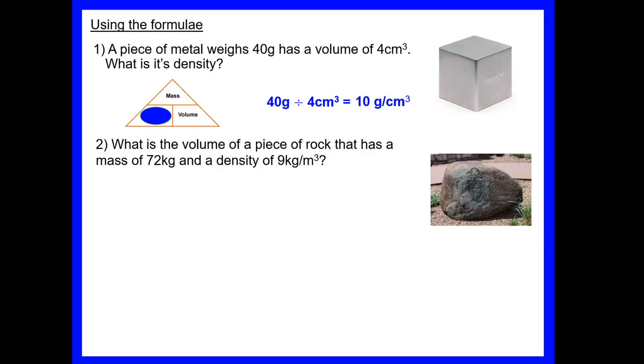Okay, so we need to make sure we get our units right for our answer there. All right, number 2 then. What's the volume of a piece of rock that has a mass of 72 kilograms and a density of 9 kilograms per metre cubed? So this time we were asked to find the volume. So again, we'll have our triangle, we'll cover up the word volume, which gives us mass divided by density. So we've got the mass of 72 divided by the density of 9 kilograms per metre cubed, and that gives us 8 metres cubed. So again, make sure we've got the right units. Whatever units we were using in here for volume, we're making sure we use here for volume. So we're checking our units are the same throughout.